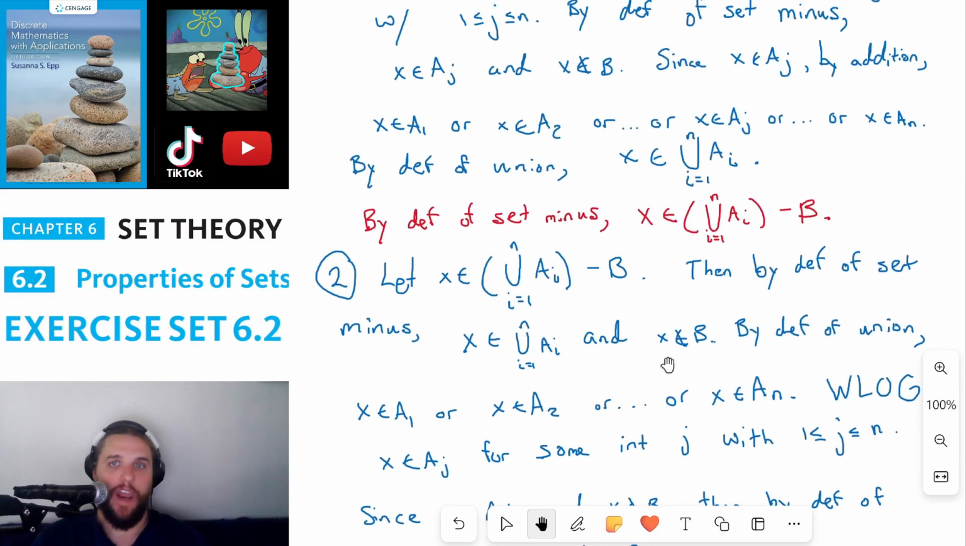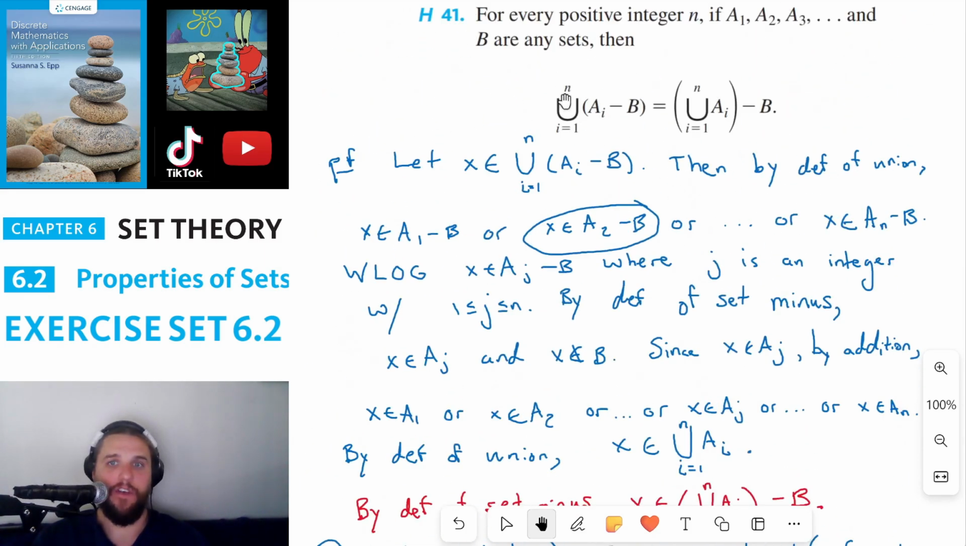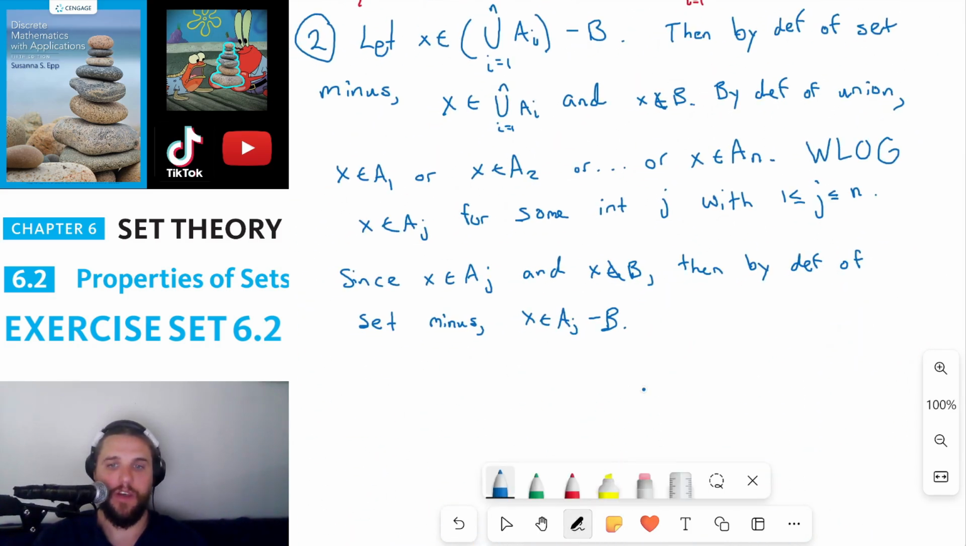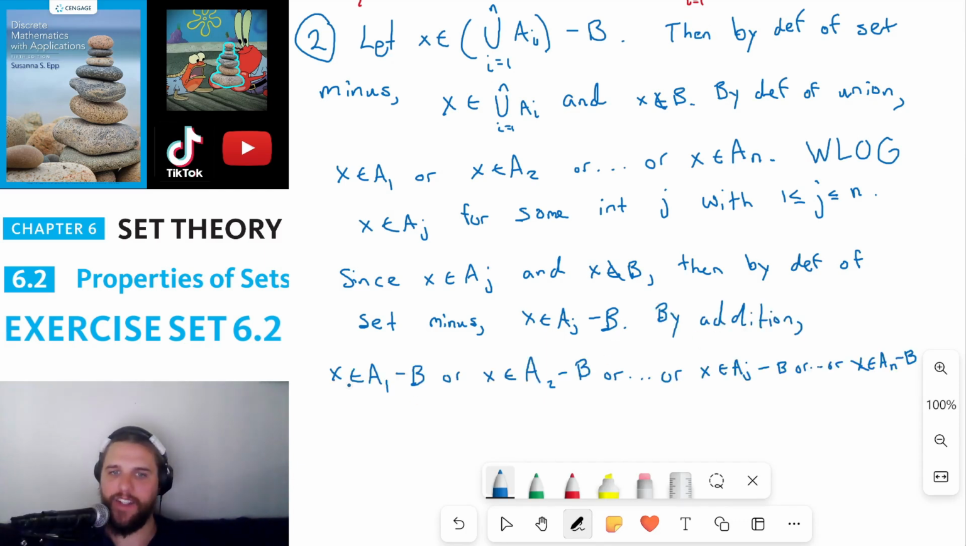But we want to show that x is an element of the union from i equals 1 to n of A_i minus B. And so to get there, we can use addition, which is a rule of inference. So by addition, x is an element of A_1 minus B, or x is an element of A_2 minus B, or ... or x is an element of A_j minus B. This is the one that we know to be true, and this is what we're adding onto with the rule of inference addition. Or ... or x is an element of A_n minus B.